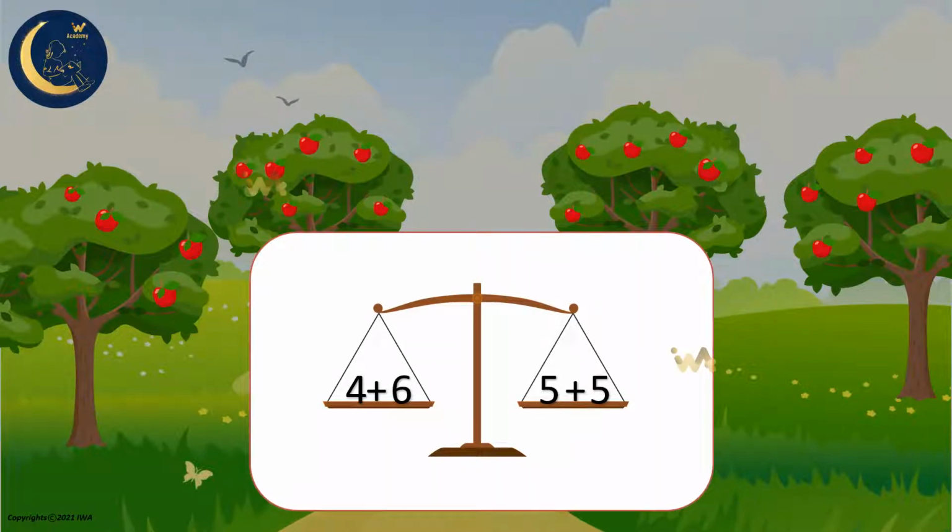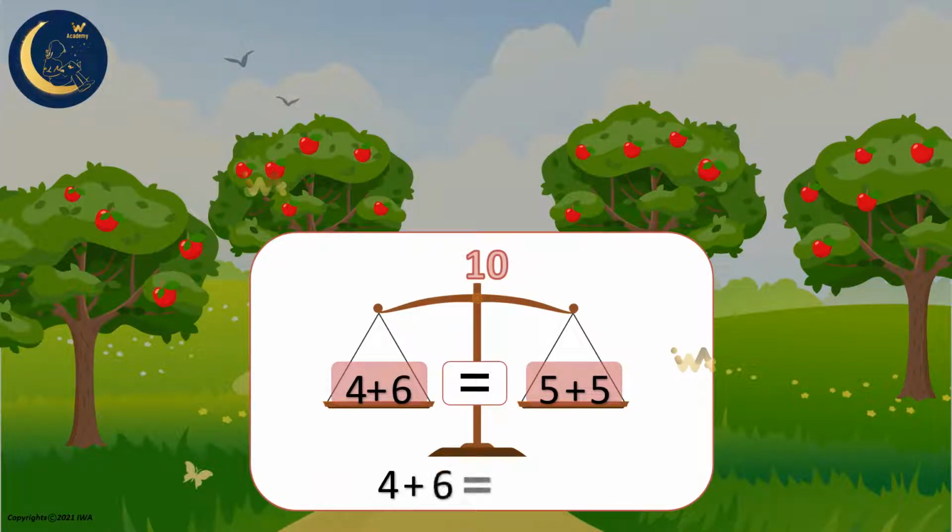Notice, my friends, that even though the numerical sentences are different, the numerical value that 4 plus 6 gives is the same value that 5 plus 5 gives. This means that the two numerical sentences are of equal value, and that value is 10. We express equality using this symbol, which signifies equality, and we place it here. So we can say that 4 plus 6 equals 5 plus 5.